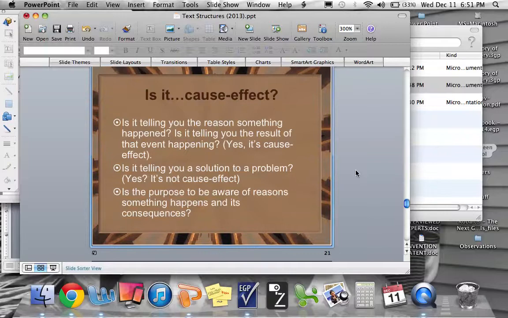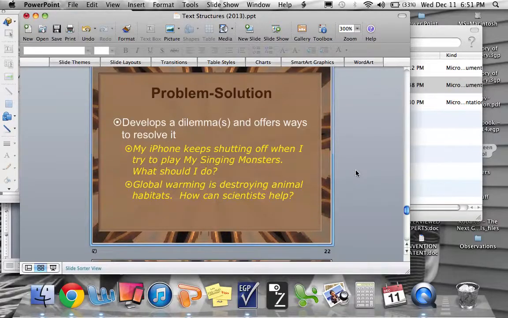So ask yourself, is it cause and effect? Is it telling you the reason something happened and what happened because of that? If it does, it's cause and effect. If it's telling you a solution to the problem, then it's probably not cause and effect. And is the purpose of the text just so that you can be aware of the reason something happens and its consequences?